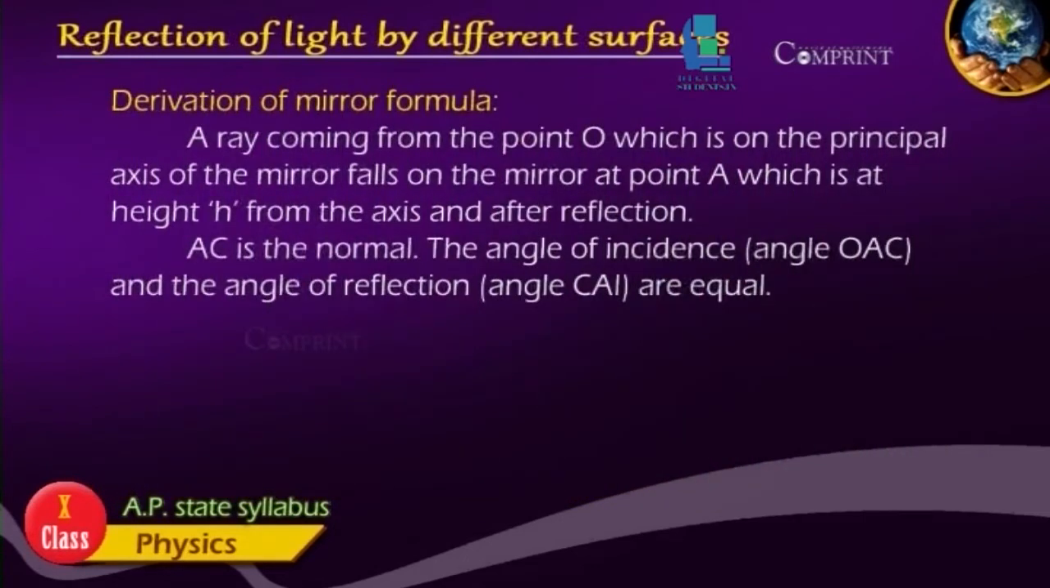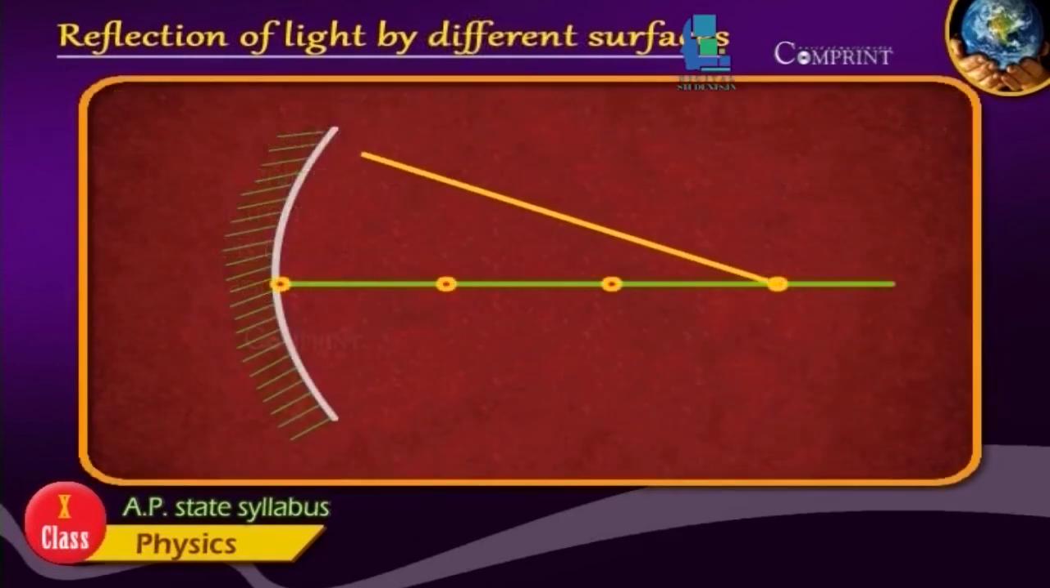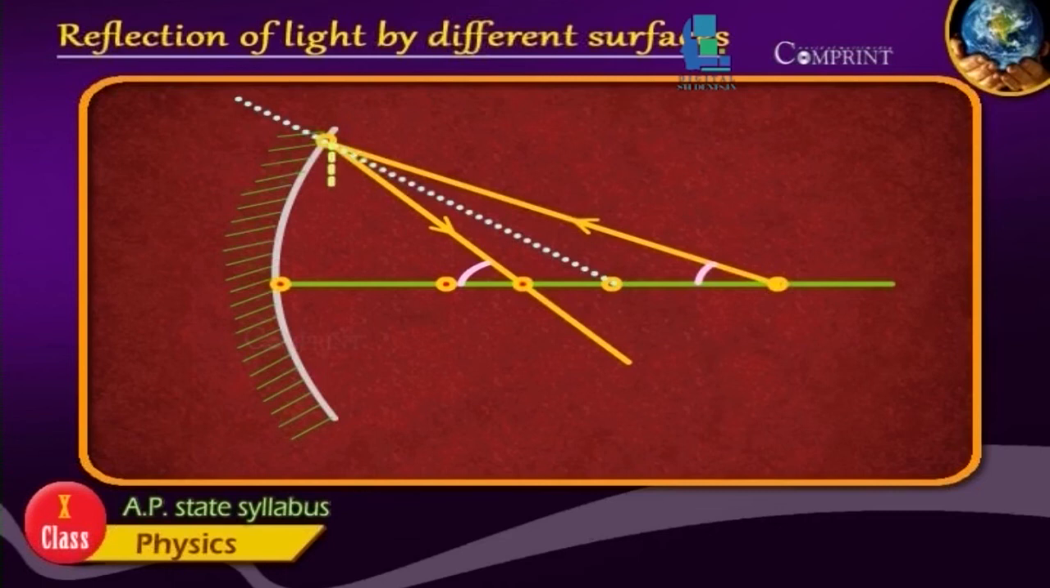Derivation of the mirror formula. A ray coming from the point O, which is on the principal axis of the mirror, falls on the mirror at point A, which is at height h from the axis, and after reflection. AC is the normal. The angle of incidence, angle OAC, and the angle of reflection, angle CAI, are equal.